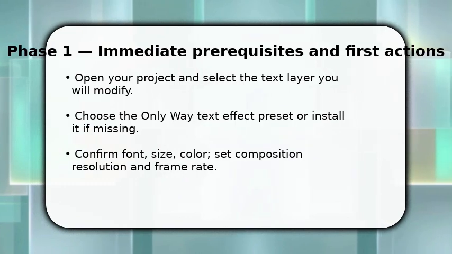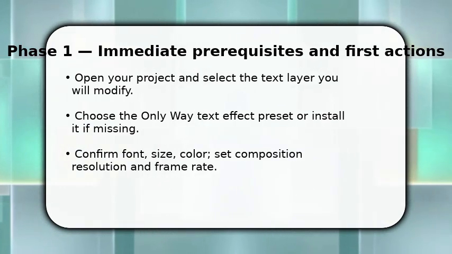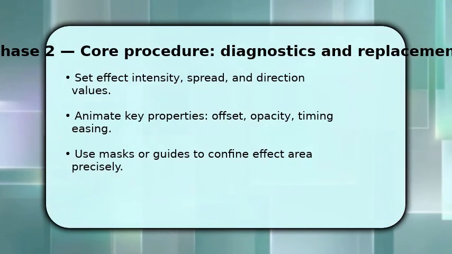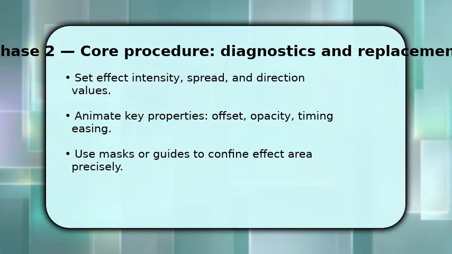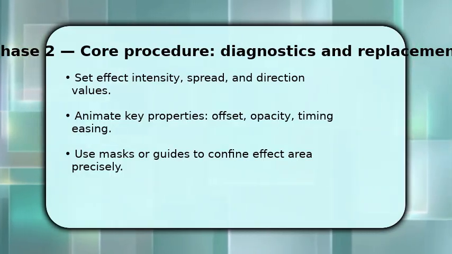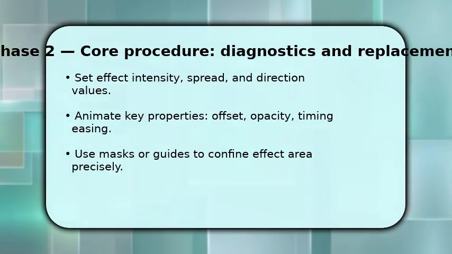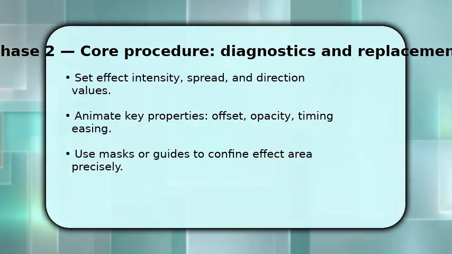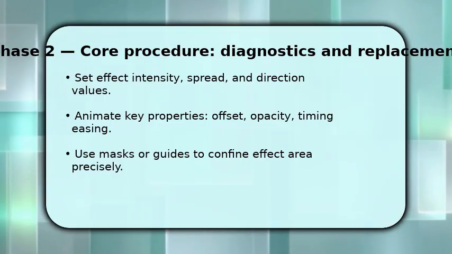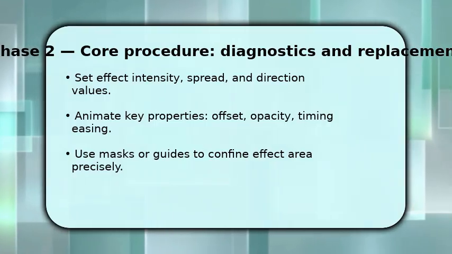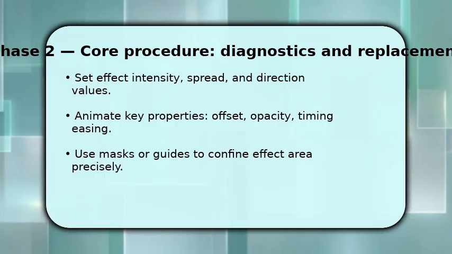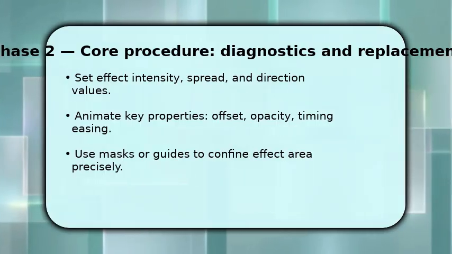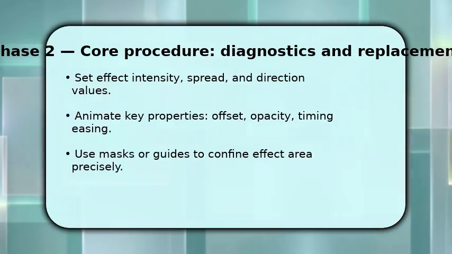Now adjust the core parameters. Increase or decrease intensity, set spread, and pick a direction that complements motion. You will animate offset and opacity with keyframes to create the only way reveal, stagger timing across characters for rhythm, and apply easing to smooth acceleration. Make sure to use masks or guides to limit the effect to specific words or areas. This prevents bleed onto other layers.